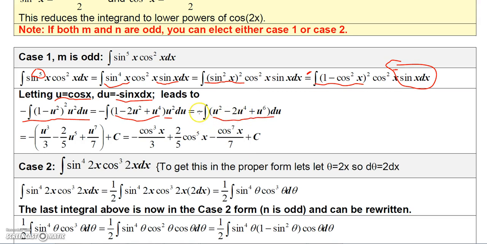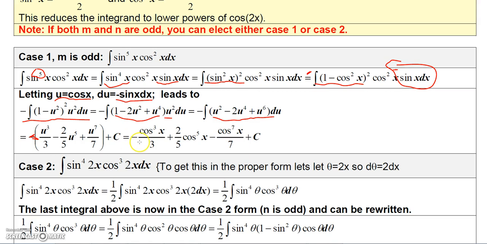And then we know how to integrate these just using the power rule. So that would be u cubed over 3. And then u to the fourth would be u to the fifth over 5, so we'd have minus 2u to the fifth over 5. And then u to the sixth integrates to u to the seventh over 7. And then don't forget we actually had a minus in front of the integral in order to do the substitution there. And then the last step is to go ahead and replace every u with cosine.